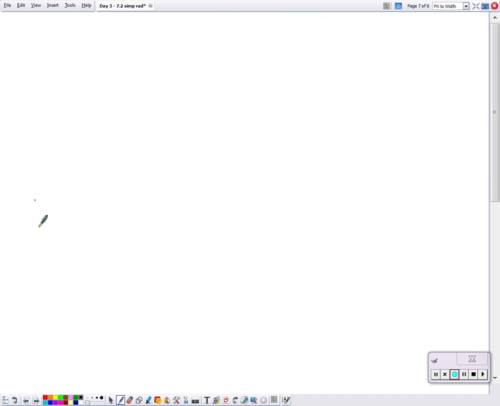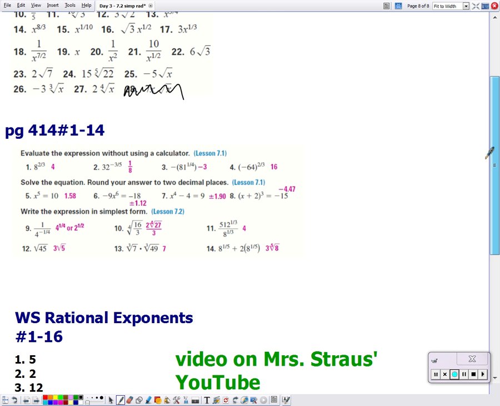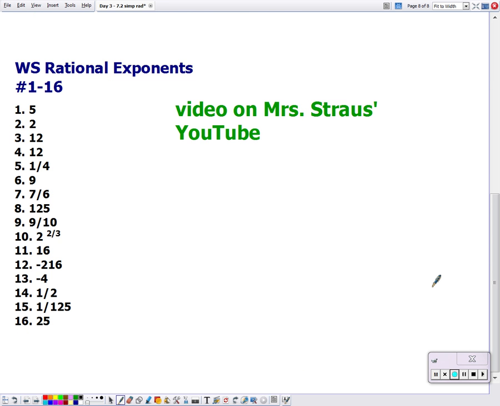Here are the answers to tonight's homework, which would be to finish that if you didn't finish that completely. They did reduce some of these. They reduced 20. Oh, we didn't do 20. I was like, what? We didn't do that one. Here are the answers for page 414. And here are the answers for the rational exponents worksheet.